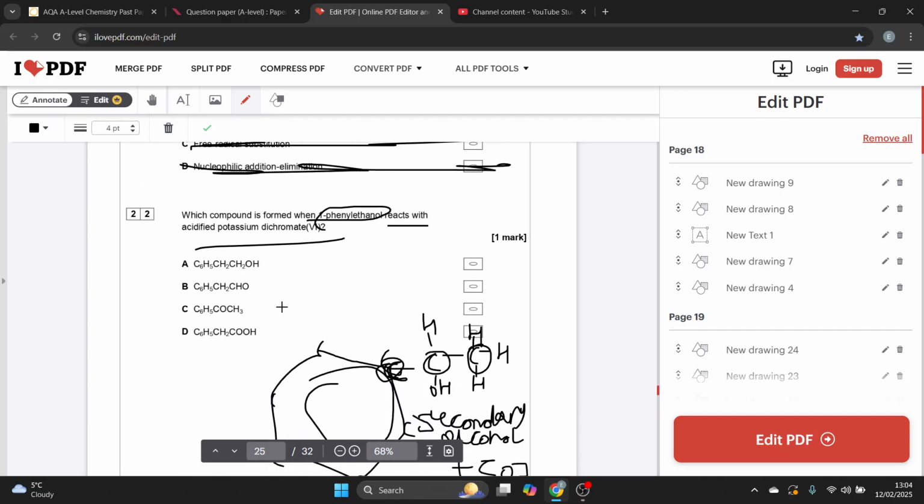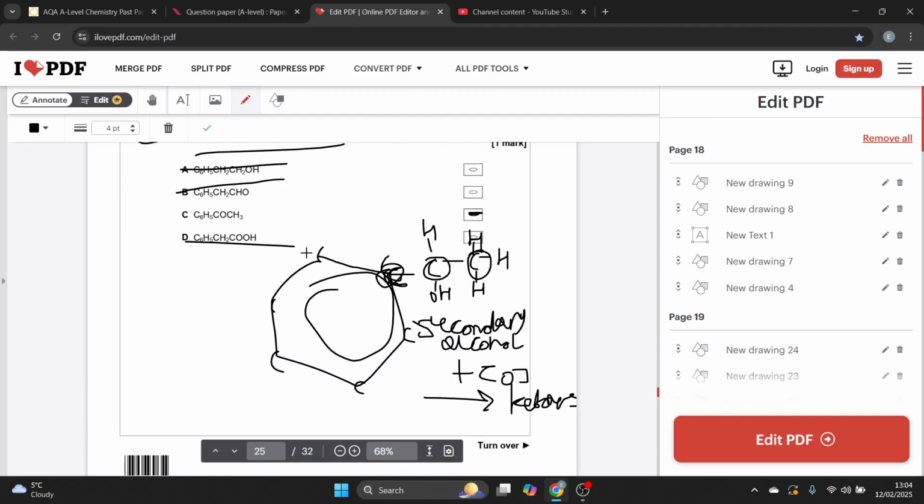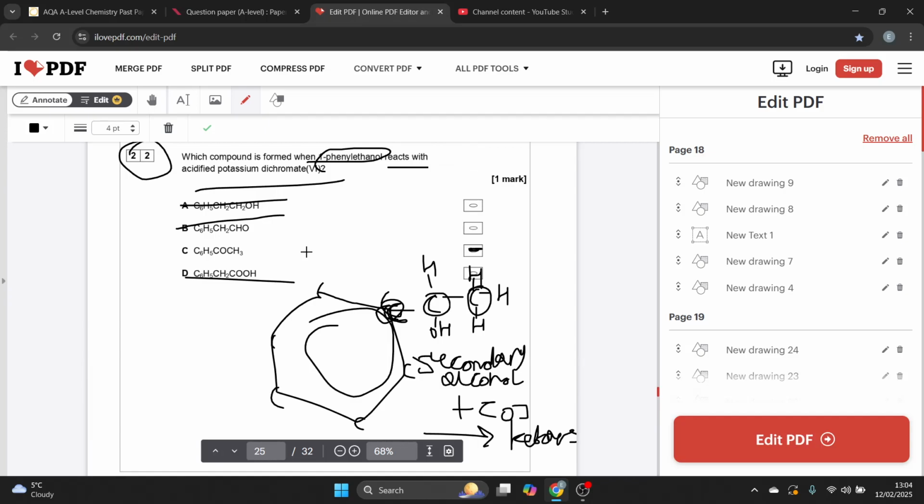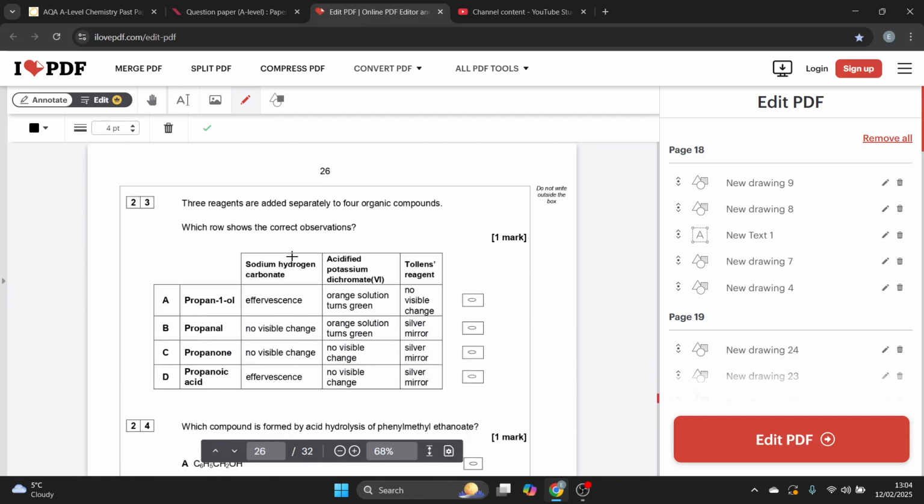So therefore, which one's the ketone? A, that's an alcohol. B, that's an aldehyde. Ketones is in the middle. Perfect. It's C. And D is a carboxylic acid, so it can't be that. This is really difficult. This one requires a lot of understanding, great knowledge of types of alcohols and all of that.